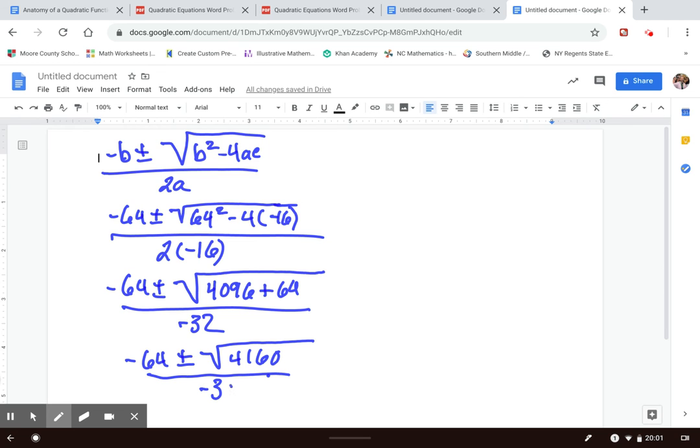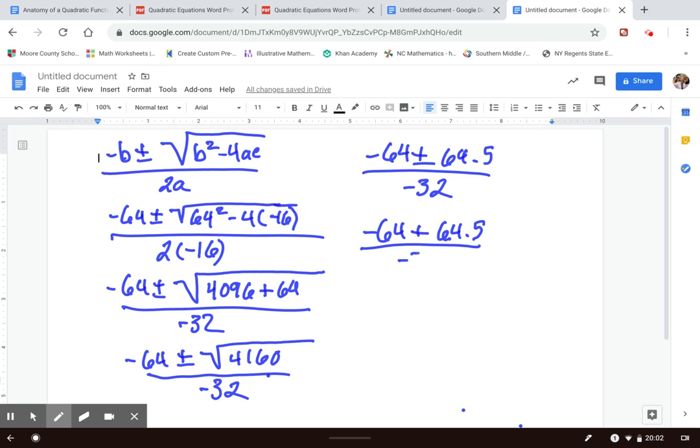So now, when I find the square root of 4,160, I am left with negative 64 plus or minus, and this one doesn't say what to round to, so I'm just going to round to the tenth. So I'm going to get 64.5, and all that divided by negative 32. So remember, I've got two math problems here. I have negative 64 plus 64 and a half divided by negative 32. And then I also have negative 64 minus 64 and a half divided by negative 32.